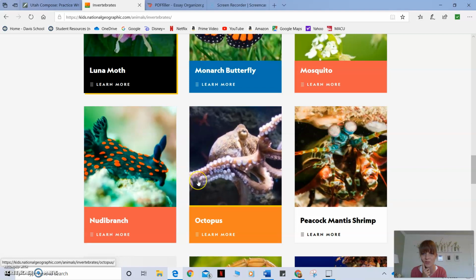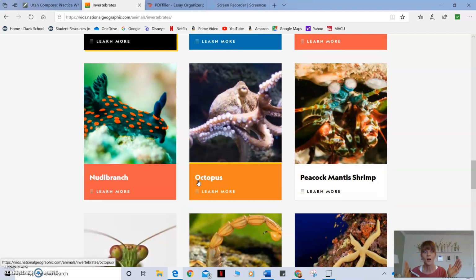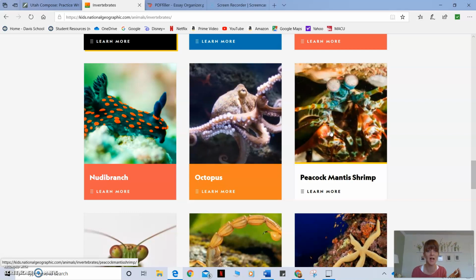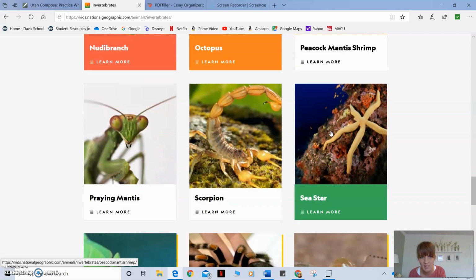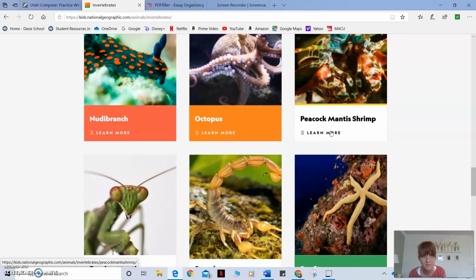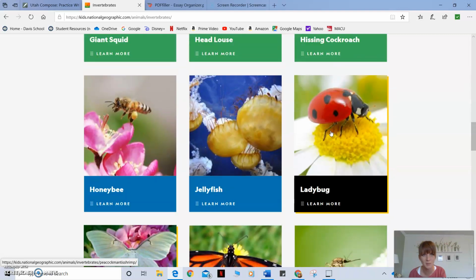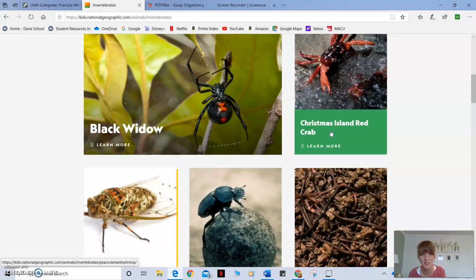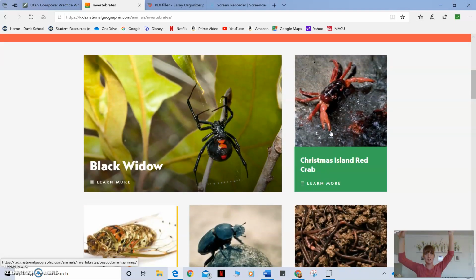Octopus versus nudibranch. Those look like they have some similarity. Like, peacock mantis shrimp. Guys, this is one of my favorite animals in the entire world. Definitely gonna do this. Okay, peacock mantis shrimp versus, I don't know, it lives in the ocean. It's got pinchers on it. What else could we do that was kind of similar? Ha! Christmas Island red crab.